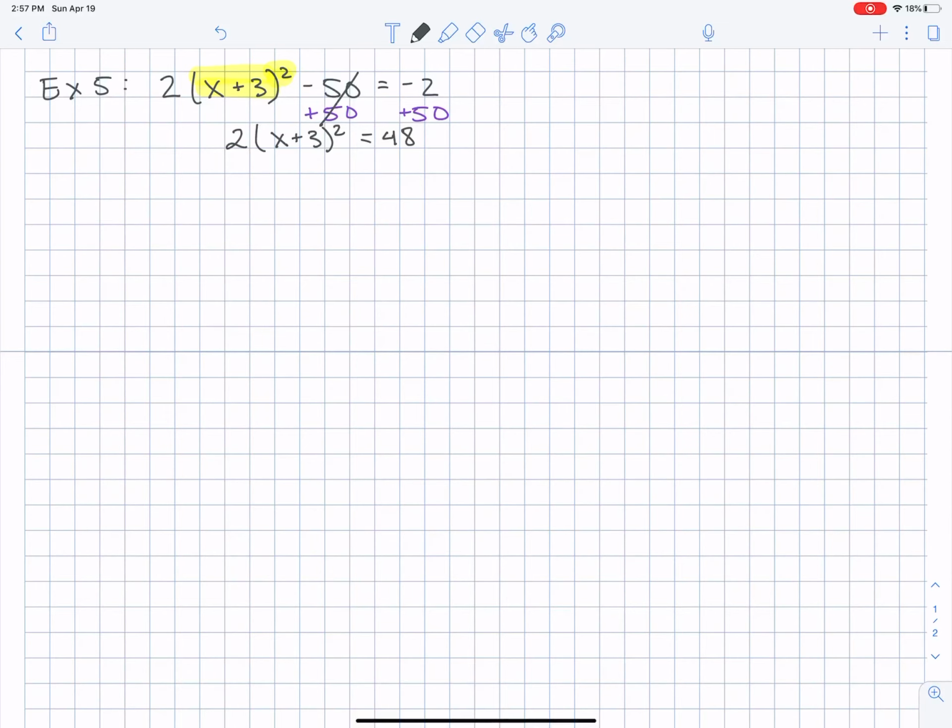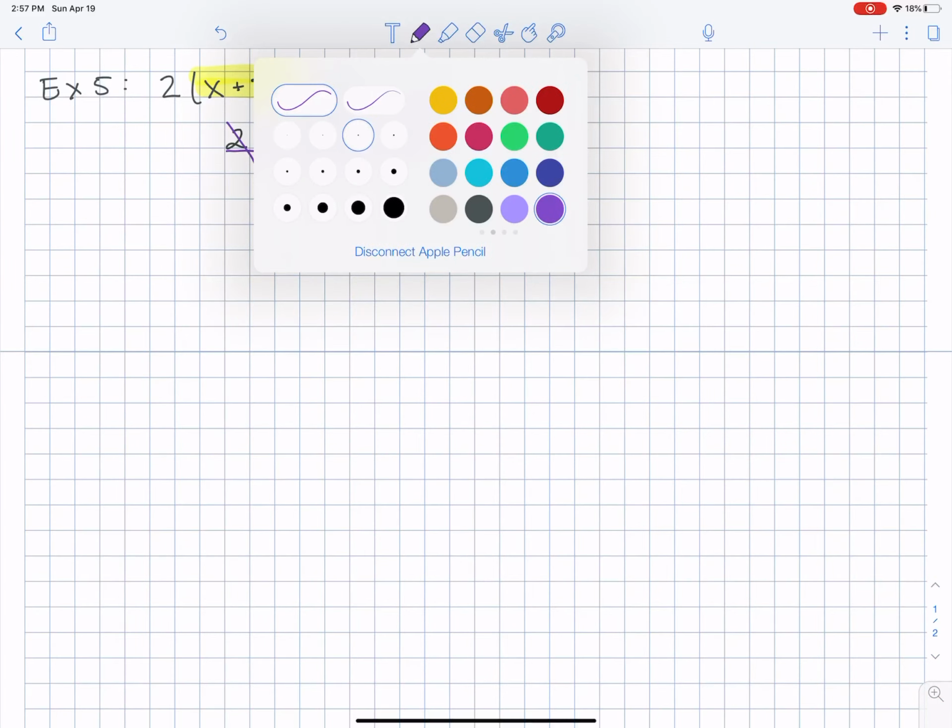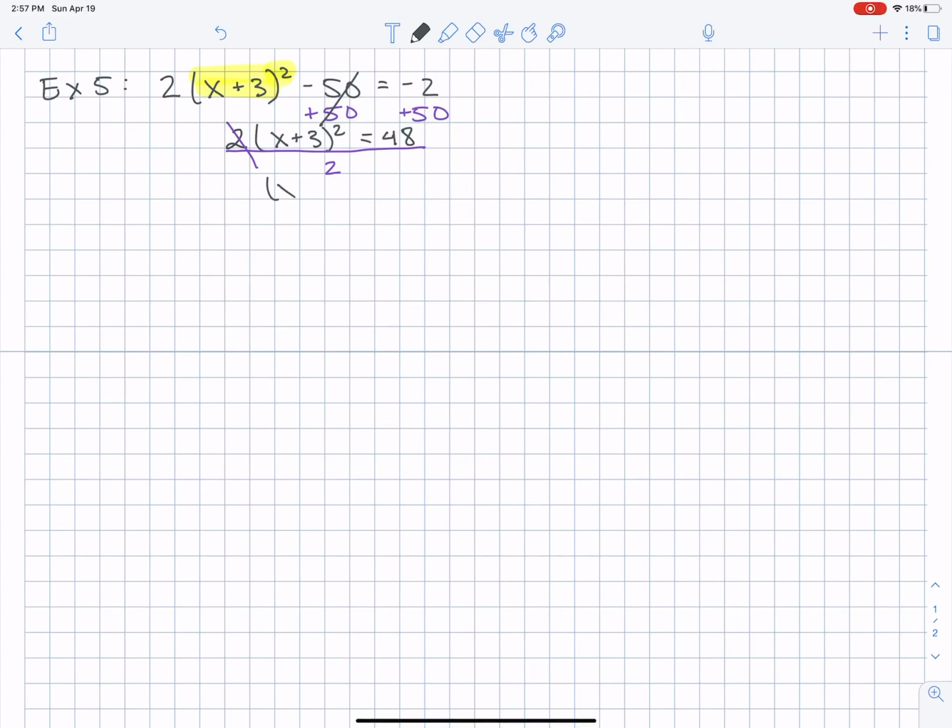Now, tricky here. Please make sure that you are dividing by 2 because you need to get that guy out of there. So you are left with (x + 3)² = 24. Okay, and now that you've completely isolated your square, meaning that everything on the left side is being squared, this whole x + 3 is the thing that's being squared.